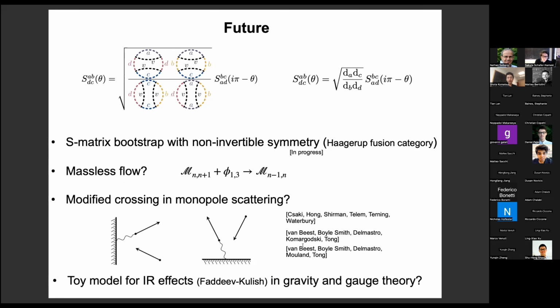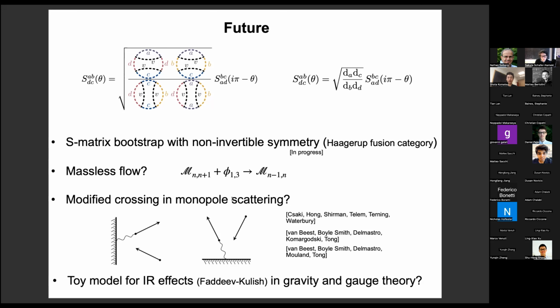Another point to make is that in this talk, I only focused on the flow to the gapped phase. But if you change the sign of the perturbation, there is a flow between minimal models. And I think it is not fully understood how the non-invertible symmetry acts. What is the consequence of non-invertible symmetry in these flows, especially along the RG flow?